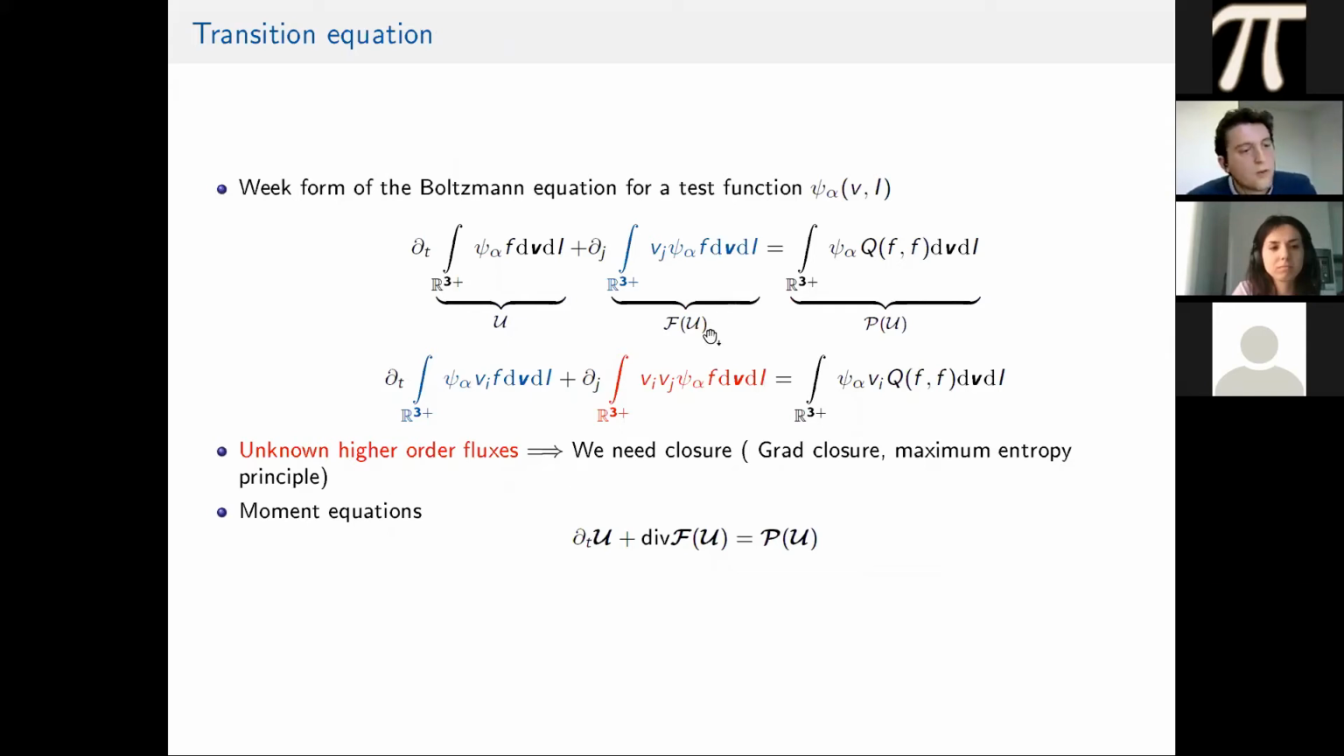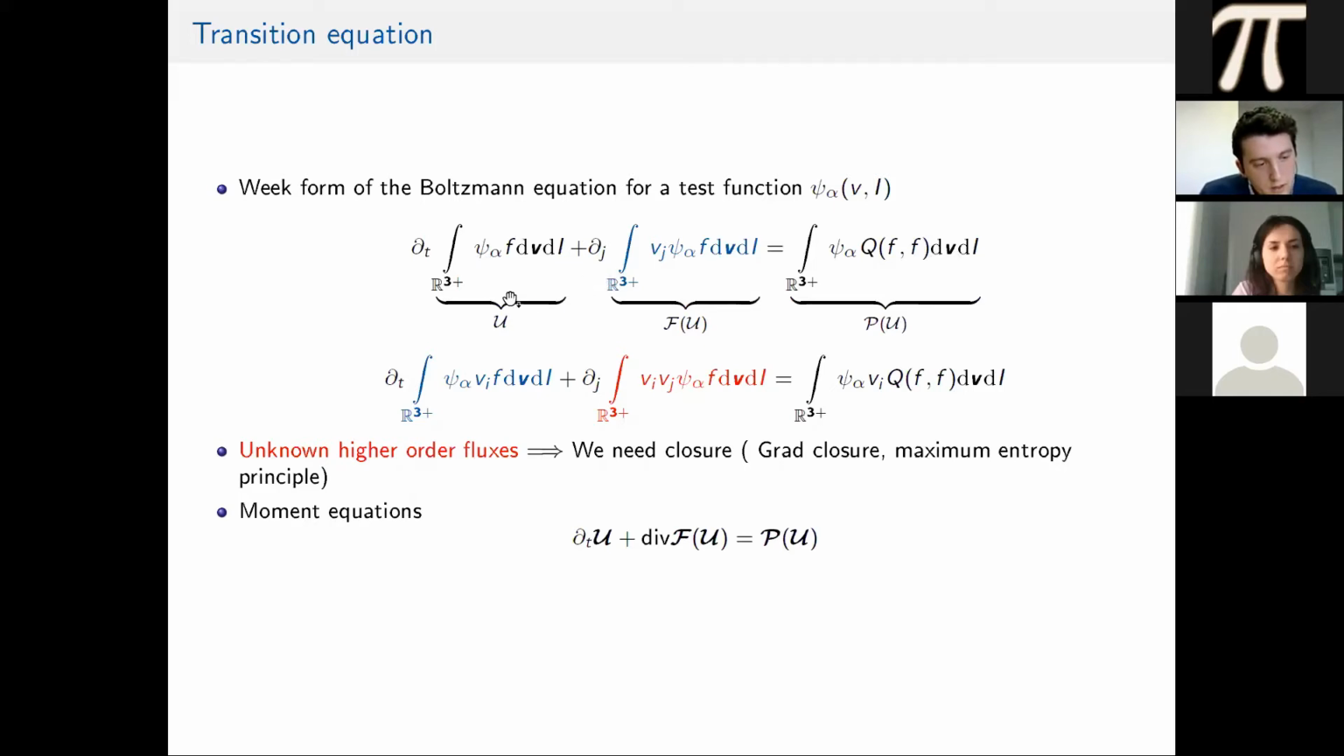Yeah, about the weak form. As I said before, by multiplying the collision operator by some test function and integrating, you can obtain the moment equation, or transport equation. And how does it work? You multiply the whole Boltzmann equation with a test function and then integrate over the space dv dx.